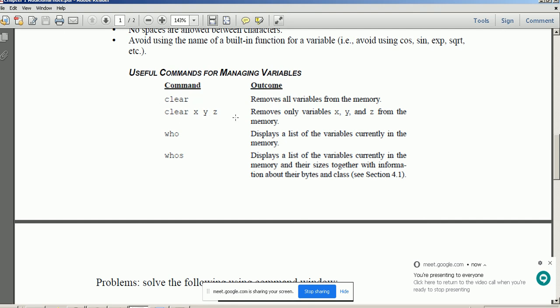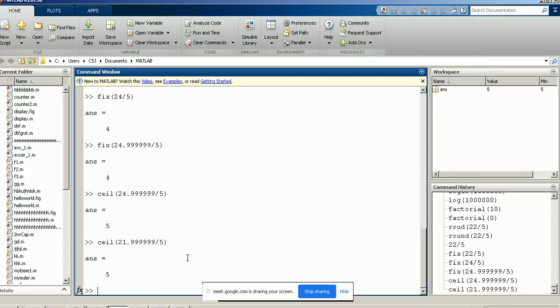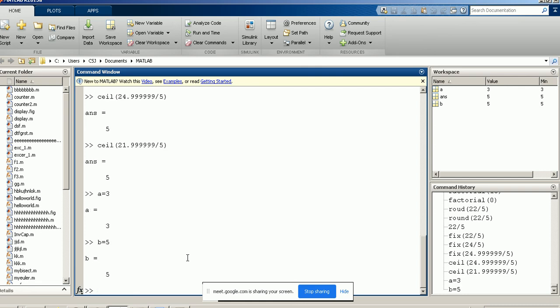Clear, x, y, z, and who. Why do we need who? You remember previously when we said a equal to 3, b equal to 5, z equal to a times b. You remember this before? So now a is stored in my memory with a value of 3, b is stored with a value of 5, and z is stored with a value of 15. The question is, if you use many variables, how are you going to know which variables you used?